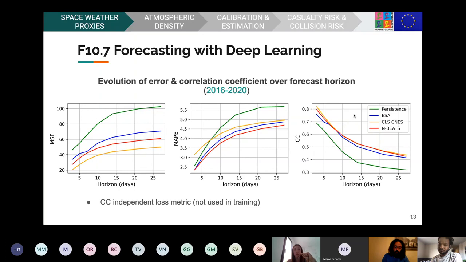And we think this is because maybe the CLS uses a variation of the root mean square error as their loss function for training, so their forecasts could possibly be biased towards this metric, whereas we use both the mean square error and mean absolute percentage error as loss functions in our ensemble approach. So this leaves the correlation coefficient here on the right as the only independent comparison metric that wasn't used during training for either approach. And as you can see, NBeats performs very similarly to CLS.